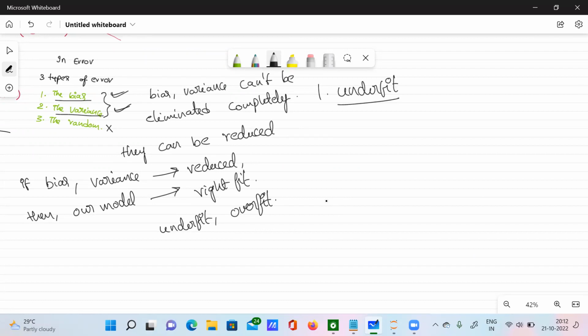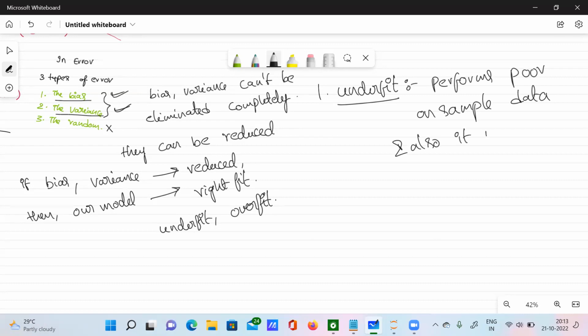Underfit is something that performs poorly on sample data, and also performs worst on production data. Production data is nothing but the new data.